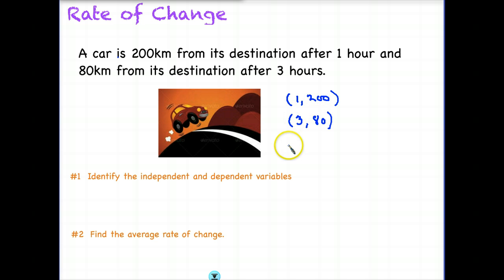Okay, once I have coordinate points, it'll be easy for me to identify the independent and dependent variables. Well, we know that the independent variable represents x, and the dependent variable represents y. Y depends on x. The distance we travel depends upon how many hours we drive. So we already said that our independent variable is time, right? It's hours. And our dependent variable then is going to be our distance, so our kilometers. The kilometers we travel depends upon how many hours we drive. Now let's go ahead and find our average rate of change.